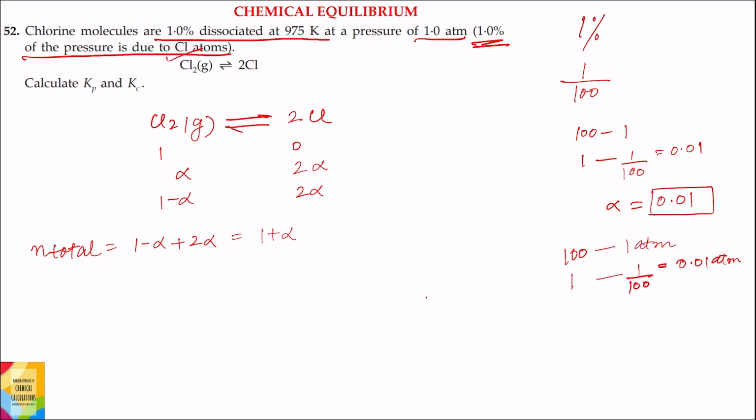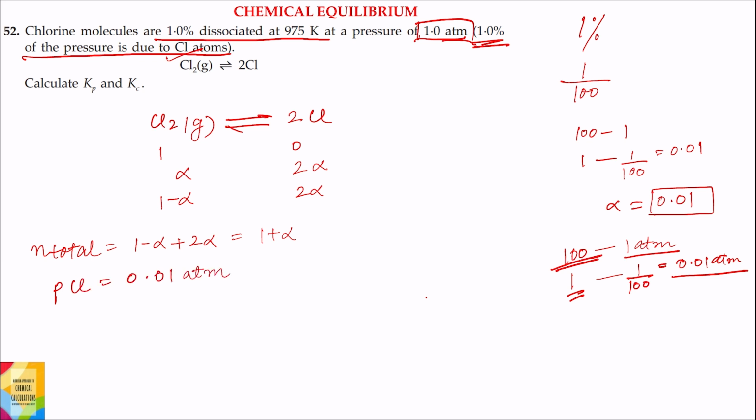Now it is given in the question that 1% of the pressure is due to chlorine atoms. What is the meaning of 1% of the pressure is due to chlorine atoms? It means that if the total pressure is 100 atmosphere, then 1 atmosphere is the pressure due to chlorine atoms. So if total pressure is 1 atmosphere, then the pressure due to chlorine atoms is 1/100, that is 0.01 atmosphere. Here in the question total pressure is 1 atmosphere and 1% of the pressure is due to chlorine atoms. So partial pressure of chlorine atoms is 0.01 atmosphere.